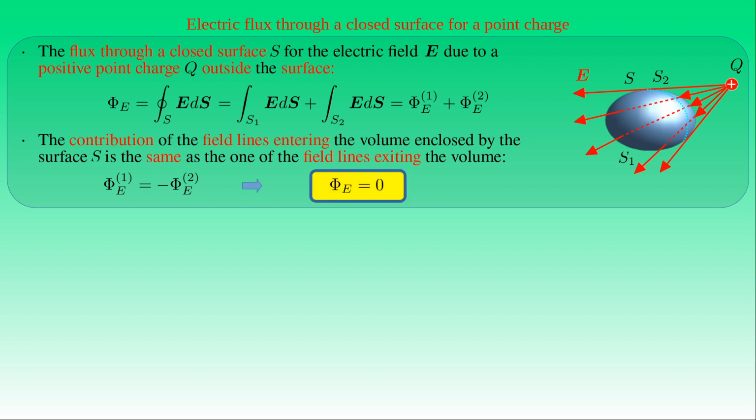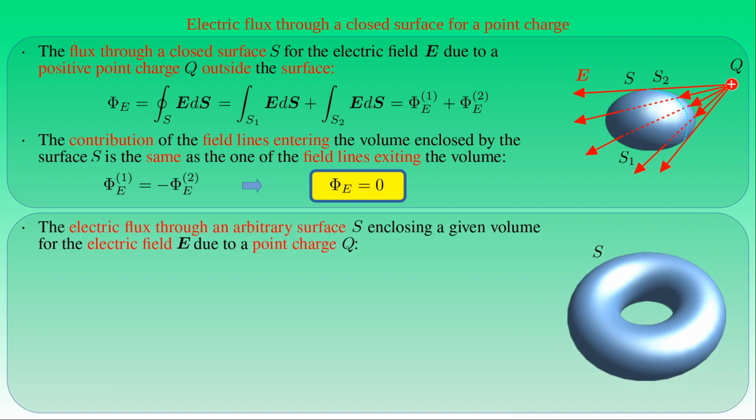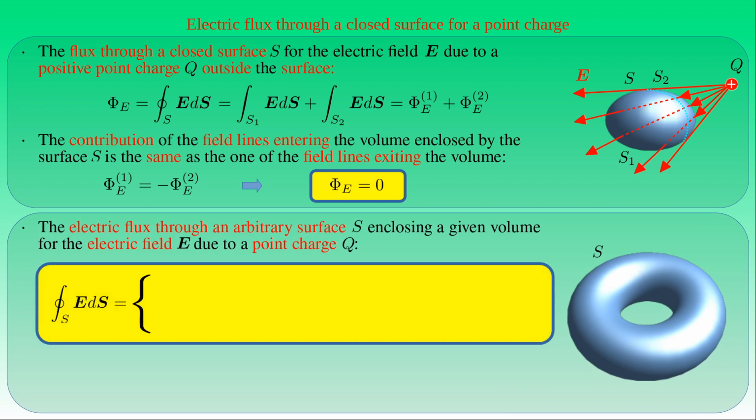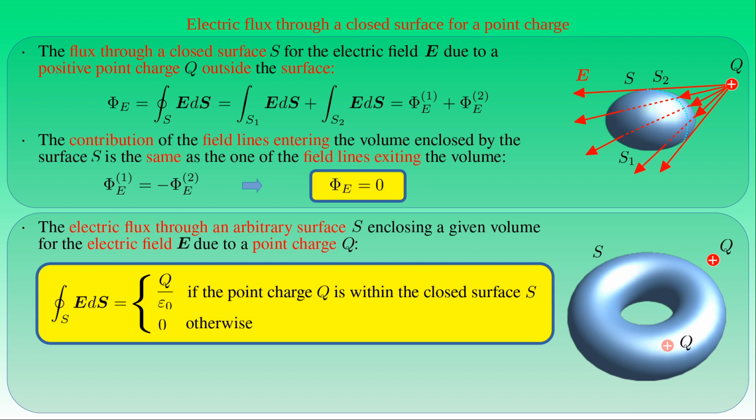Now we conclude that the electric flux through an arbitrary surface S enclosing a given volume for the electric field E due to a point charge q is determined by the integral of the electric field strength E over the surface, and it is equal to q over ε₀ if the point charge is within the volume enclosed by the surface, and 0 otherwise, that is the point charge q is outside the closed surface.